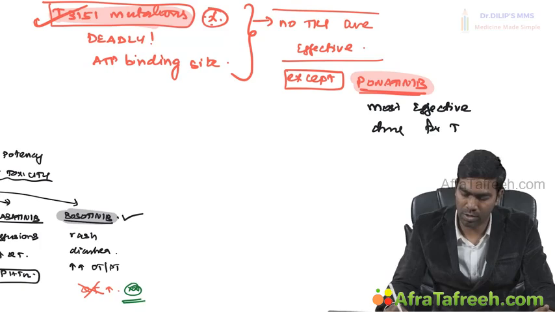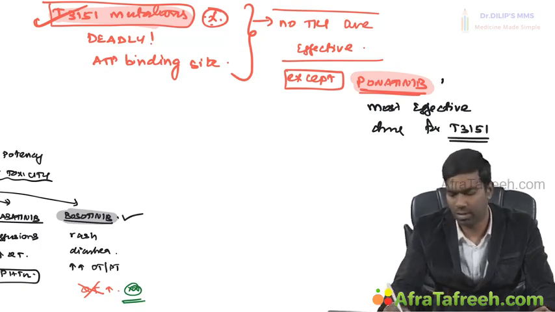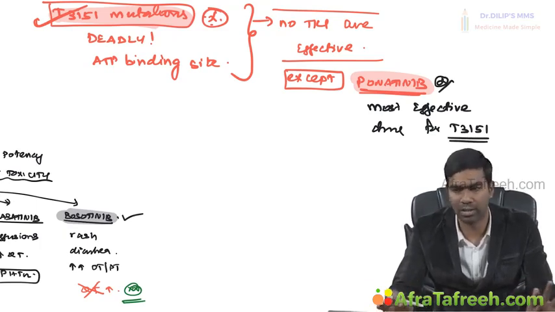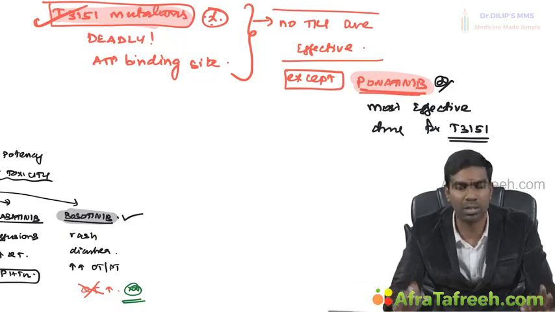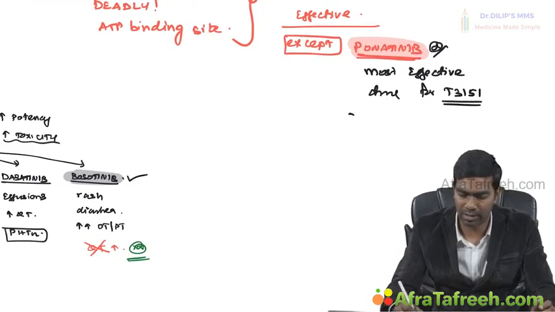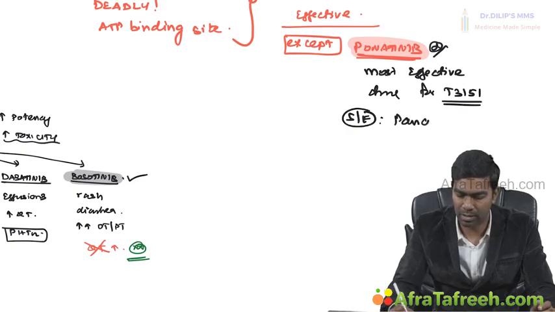Most effective drug for T315I mutations. Clear, definite question. This should be the answer. Even though there are other drugs that can be effective, it doesn't matter. Ponatinib is the only drug that is the most effective for T315I mutation. And there are certain side effects of ponatinib as well. For example, you might get pancreatitis with ponatinib, and increased risk of thrombotic complications. Very high risk of thrombotic complications.